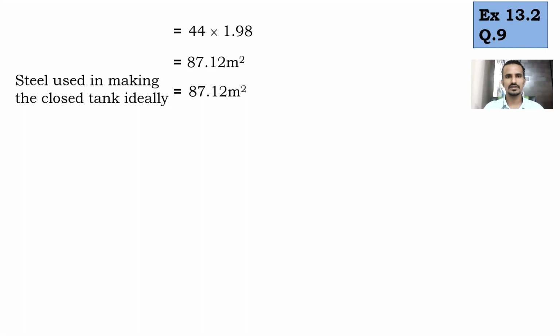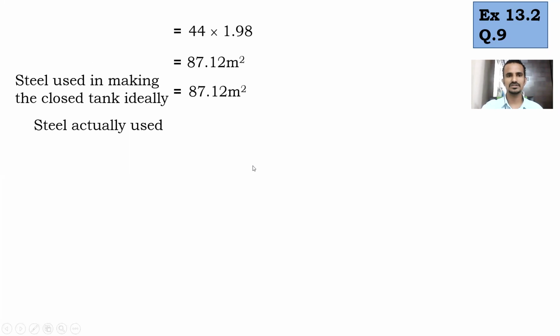So this is the steel which is actually required for making the cylinder without any wastage. If there is no wastage, this much steel will be needed. But if there is some wastage, we will require some more surface area of the sheet. So this is without wastage. Now let us calculate how much is going to be the wastage.